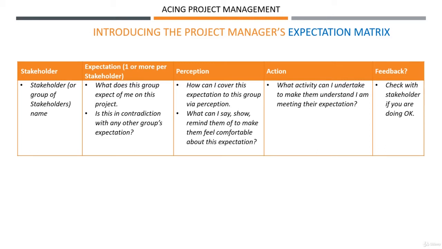Action, that's more straightforward. What activity can I actually undertake to make them understand I am meeting their expectation? It can be something very concrete that you do. And feedback, check with the stakeholder if you are doing okay. So this is a little bit like I mentioned about getting the expectation. It has to be a bit subtle sometimes. You cannot go directly and say, how am I doing? You cannot do that every few weeks, but use your best judgment for this.